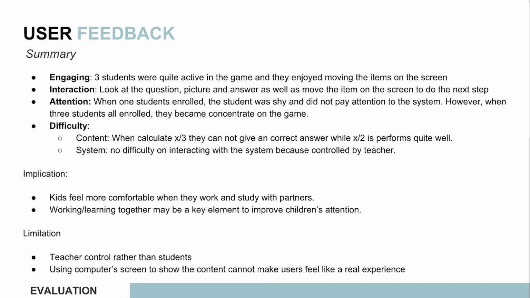We summarize the users based on these 3 items. First one, engagement level. The 3 students were quite active in the game and they enjoyed moving the items on the screen. No one was looking away, secretly hiding, or avoiding the system. The second one is interactivity. By attentively looking at the question, picture, and answer, as well as moving the items on the screen to do the next step, we can tell that they interacted with the system very well.